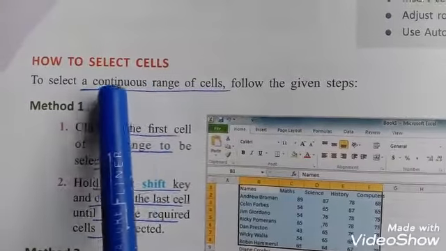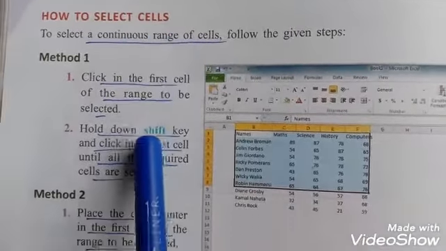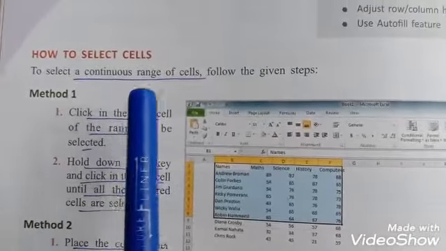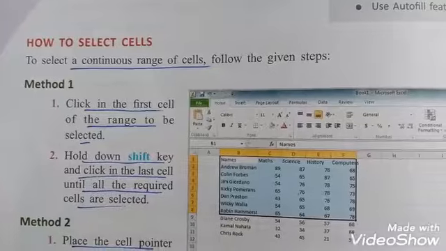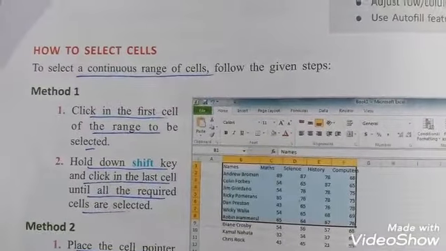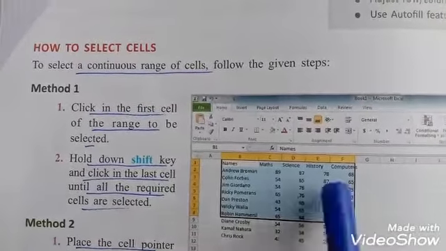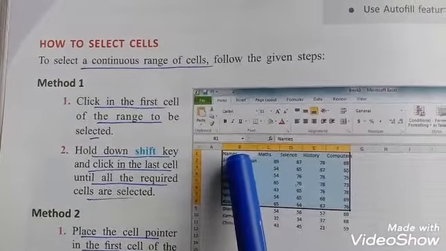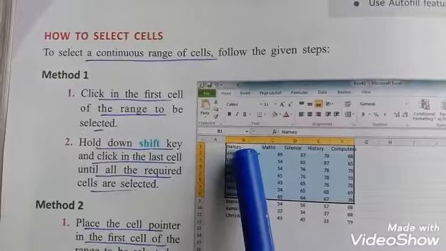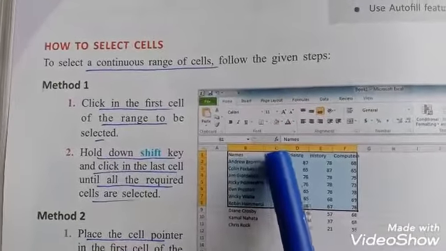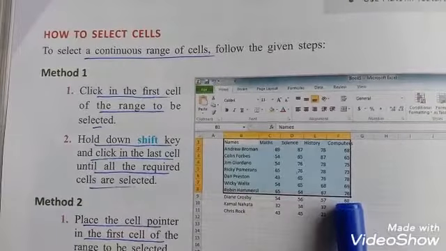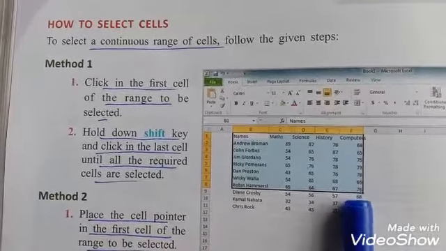Our first topic is how to select cells. There are 3 different ways by which we can select the range of cells. Method 1 is click in the first cell of the range to be selected. Hold on Shift key and click the last cell until all the required cells are selected.